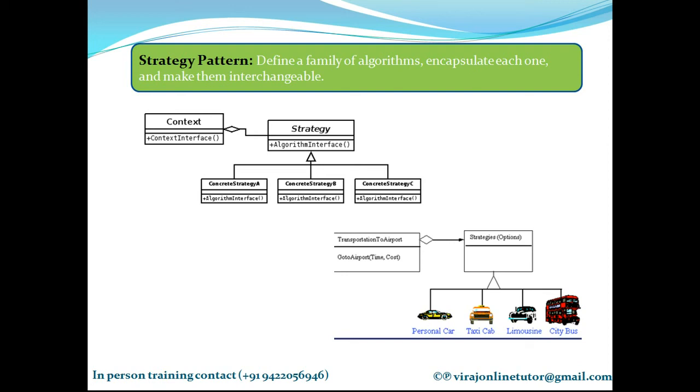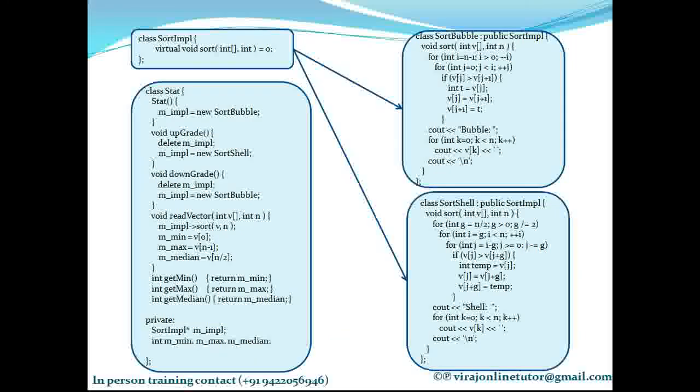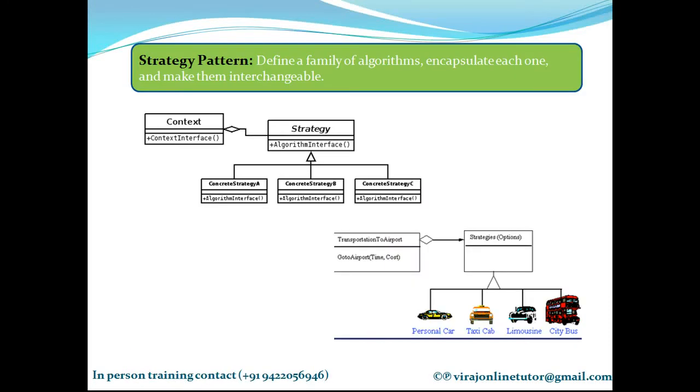I had explained three important components of the strategy design pattern. The first one was the strategy, the second one was the concrete strategy, the third one was the context. So the base sorting class in this example belongs to which one of these three components?